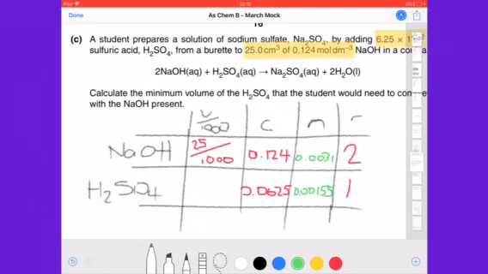There we go. And then what we can do is multiply the moles by concentration to get volume over 1000, and that works out as 0.0248. And because that is volume divided by 1000, we then need to multiply by 1000 to get it into the correct units, which means that your volume is 24.8 centimeters cubed.